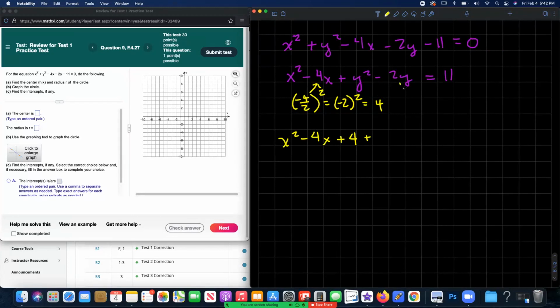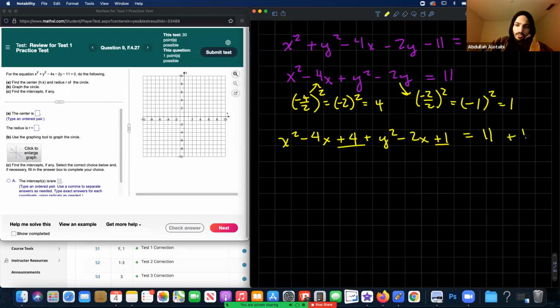Then do the same thing over here: negative 2 over 2 squared, which is negative 1 squared, which is 1. So you have plus y squared minus 2y plus 1 equals 11. But remember, we added 4 and 1, so we add those to the other side too. Then we count them together, and here we get the radius.